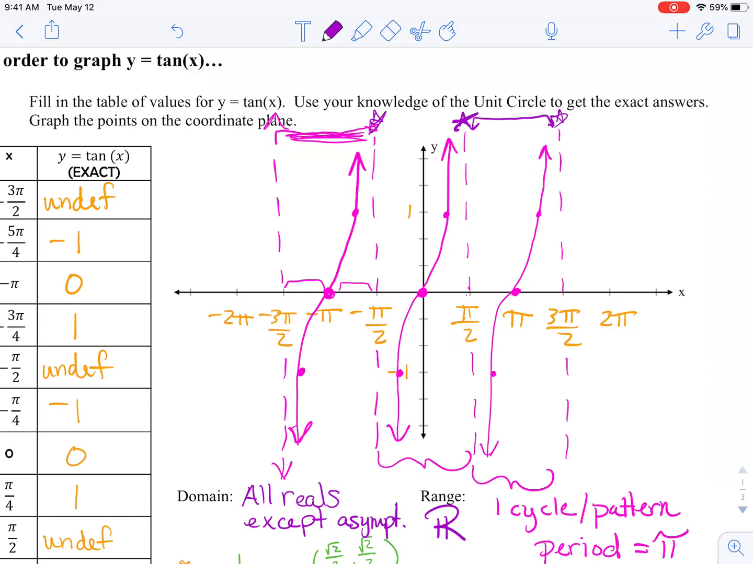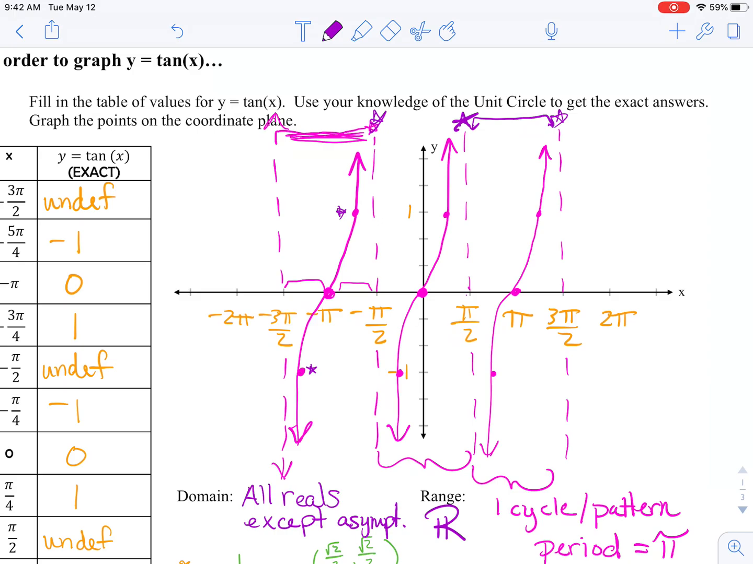Now we have to talk about the transformations that can happen. We know that we can move this parent left, right. We know we could have a stretch vertically. So maybe we stretch these key points up, or if we compress, we might shrink them down. We could have a reflection that happens. And lastly, we could have a vertical shift where we move the entire graph up and down. Most of these transformations are going to be pretty easy to do based off of your parent.